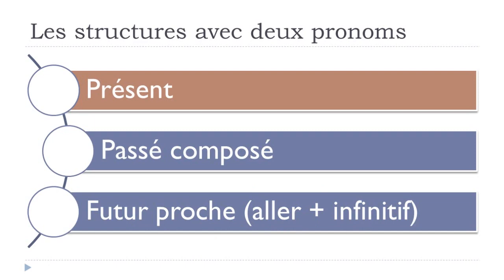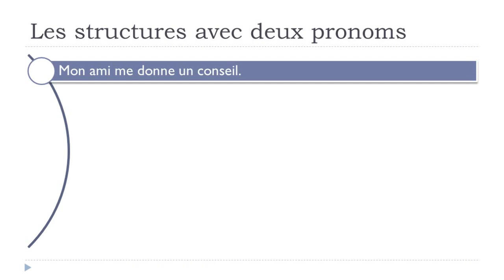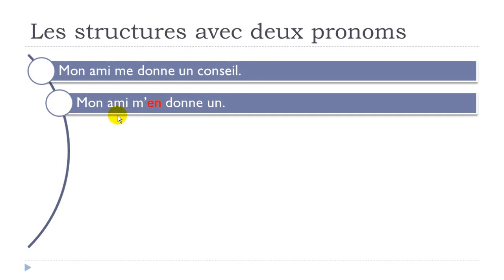So let's see now the présent. Mon ami me donne un conseil. All right, so mon ami, my friend, me donne, donner is to give, un conseil, an advice, okay? So let's say that we would like to replace un conseil in that case, and we saw in the previous lesson that un conseil could be replaced with en. And so, mon ami me, so me should be in the first position, and then en should come right after, and then the verb. But en starts with a vowel as well, so the e of me should go away. That's the reason why you will have this m apostrophe: m'en donne un.